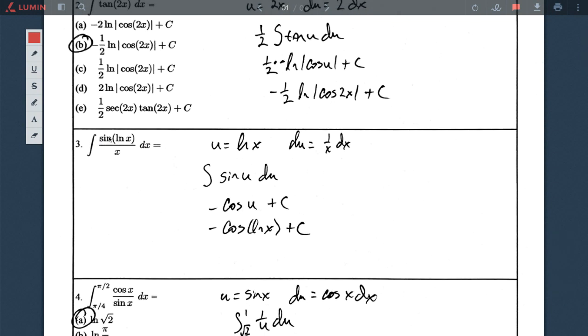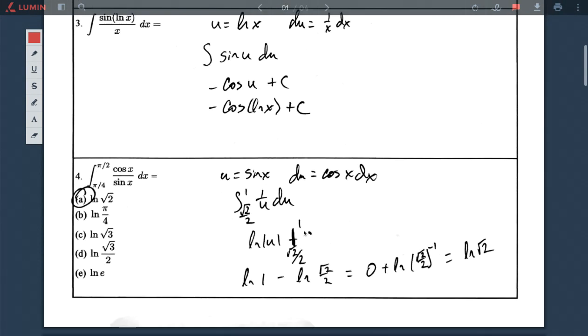Number 3, I've told you or emphasized that anytime you see a natural log in an integral, it's got to be your u. Derivative of the natural log is 1 over x, so that takes care of the x on the bottom. So that means I have the integral of sine of u du left. Integrate sine, we get cosine. Since I ended up with cosine, I need a negative. And plus c, plug my u back in, negative cosine natural log of x plus c.